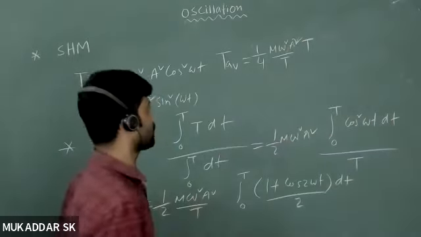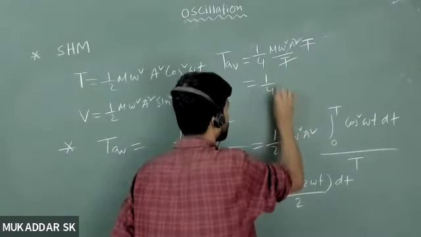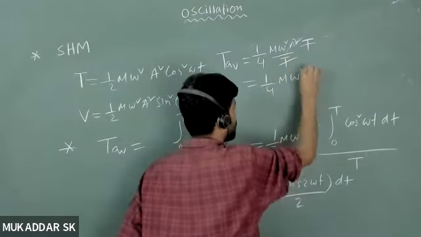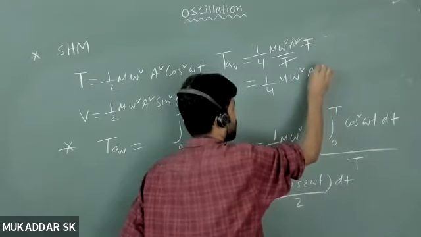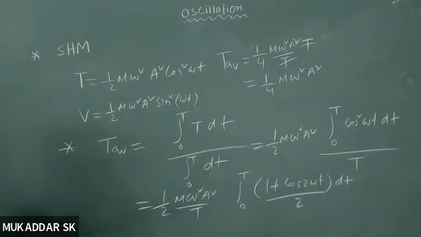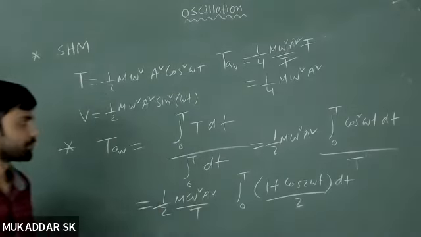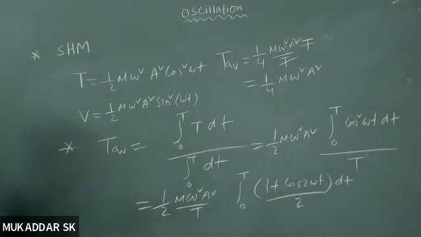Now the capital T in your average value will be cancelled. Simply you will get 1 by 4 m omega square a square. And this is obvious, no need to calculate actually. Whenever you deal with cos square, the average value of cos square function is always what? How much for one complete cycle?